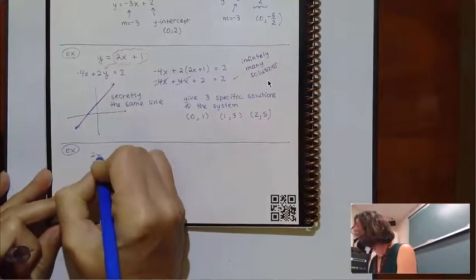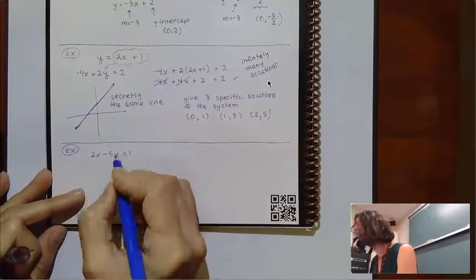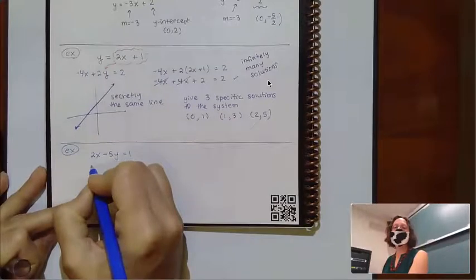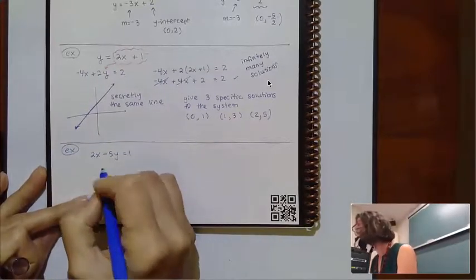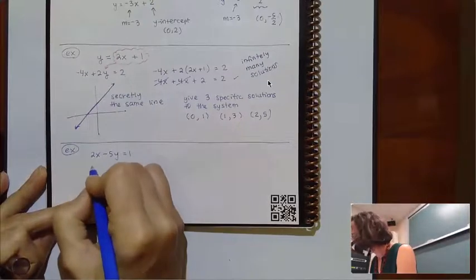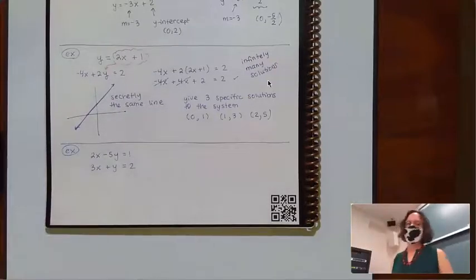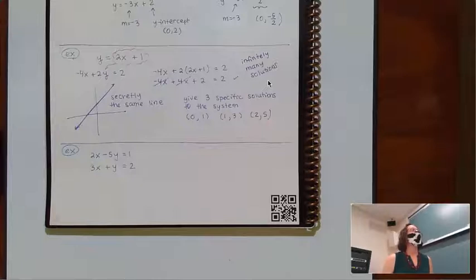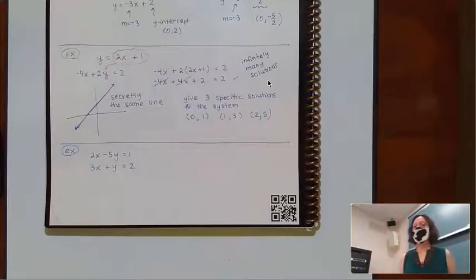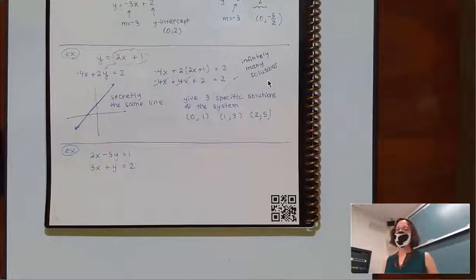How about 2x minus 5y is equal to 1. And I'm going to make it extra gross. No, I don't have time for extra gross. Regular gross. 3x plus y is equal to 2. So if I looked at these, I would probably choose elimination, and I would probably choose to multiply the bottom row by 5. Alternately, if you were going for substitution, I would probably solve the bottom row to make it say y equals.